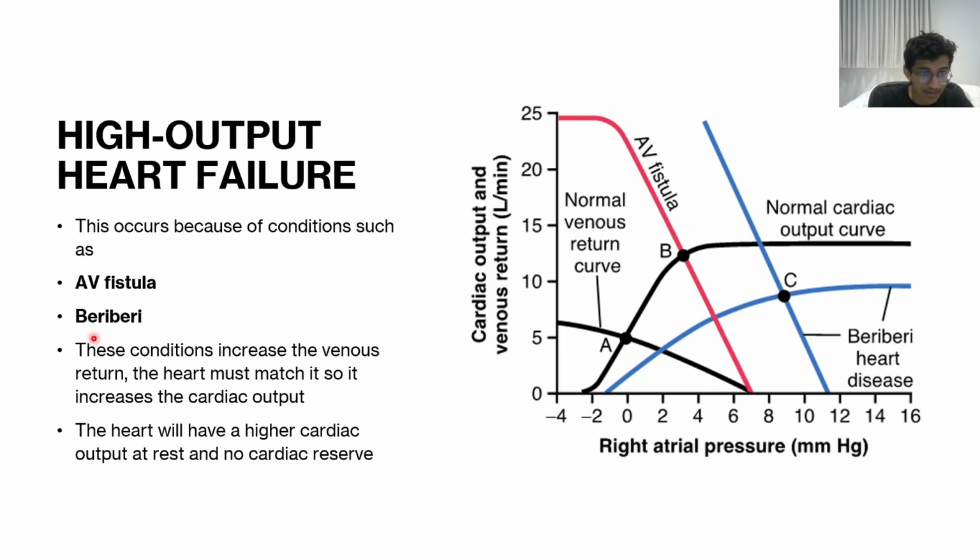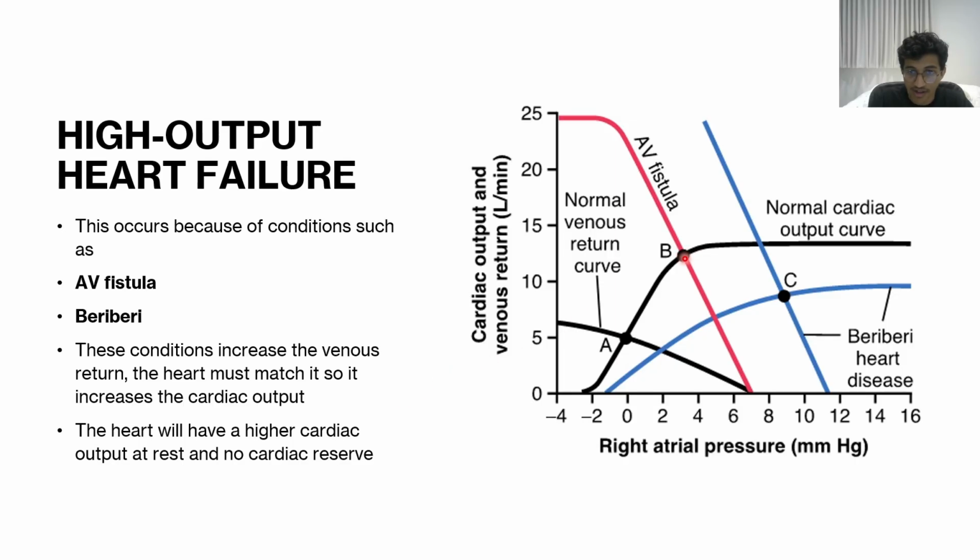And in beriberi, you'll have less ATP production. This is vitamin B deficiency. It will cause less ATP production, which will cause less vasoconstriction, less total peripheral resistance. So this will cause higher venous pressure and higher venous return. Like we said, they will increase the venous return and the heart must match it, so it increases the cardiac output. Now the heart will have a higher cardiac output at rest and no cardiac reserve.